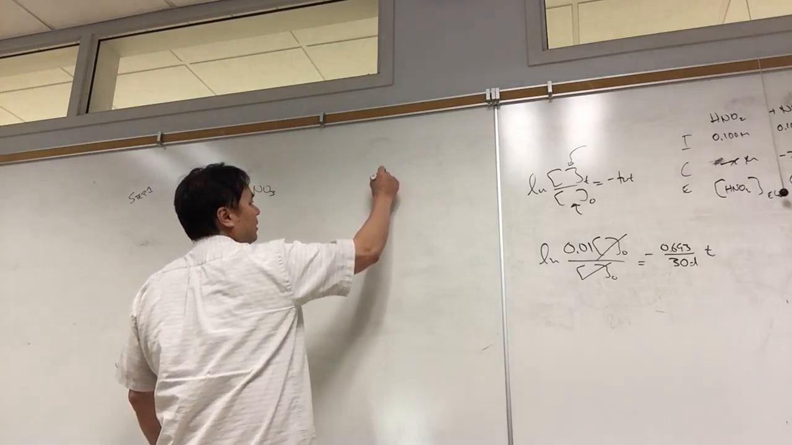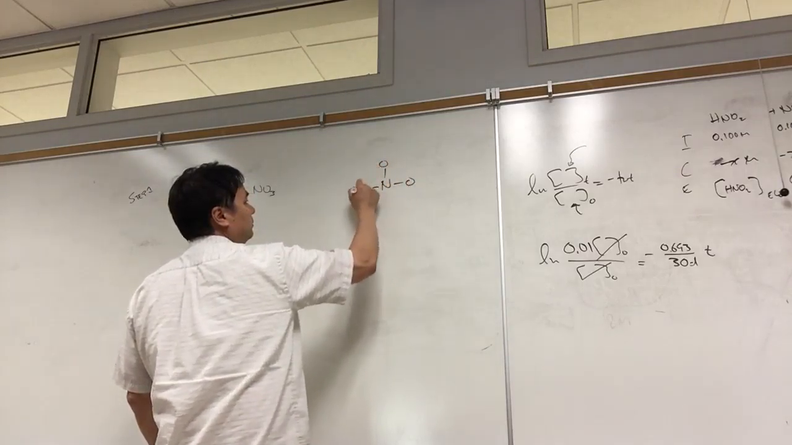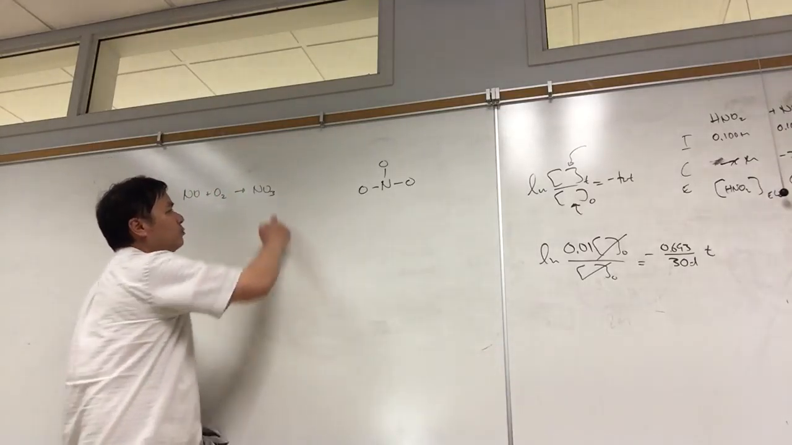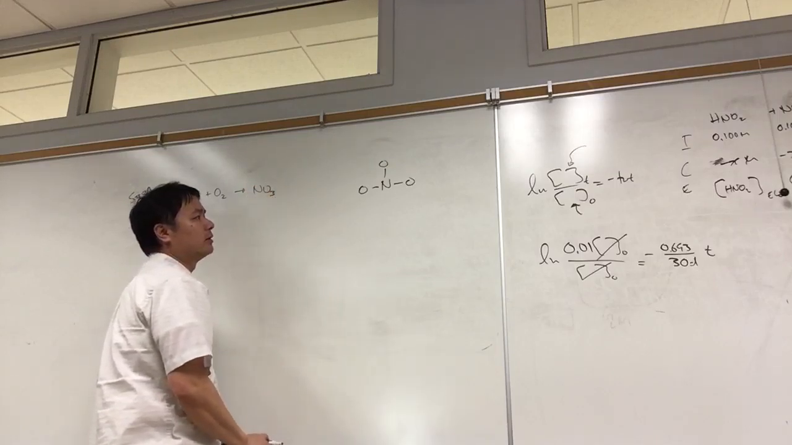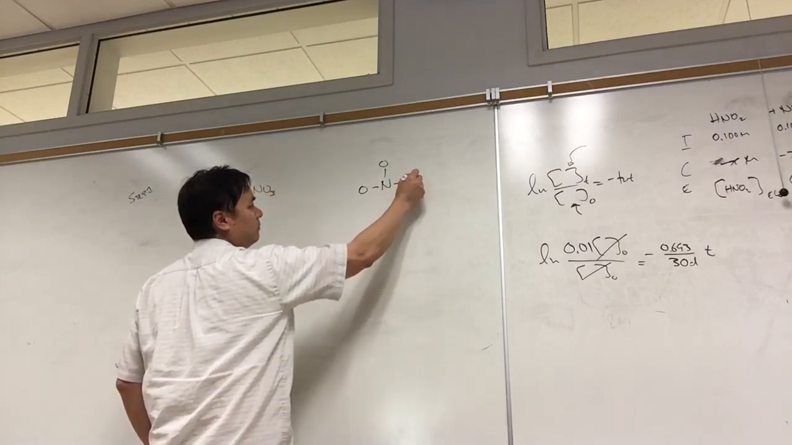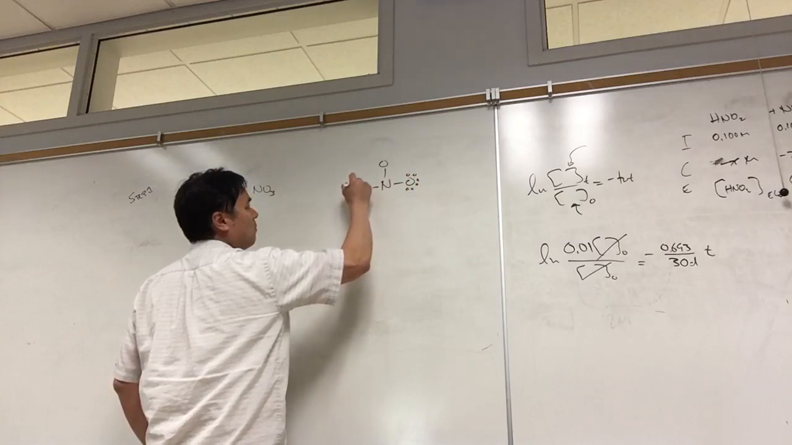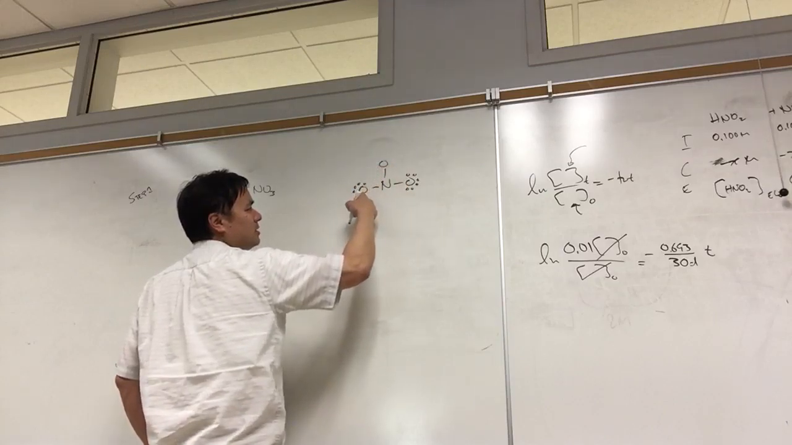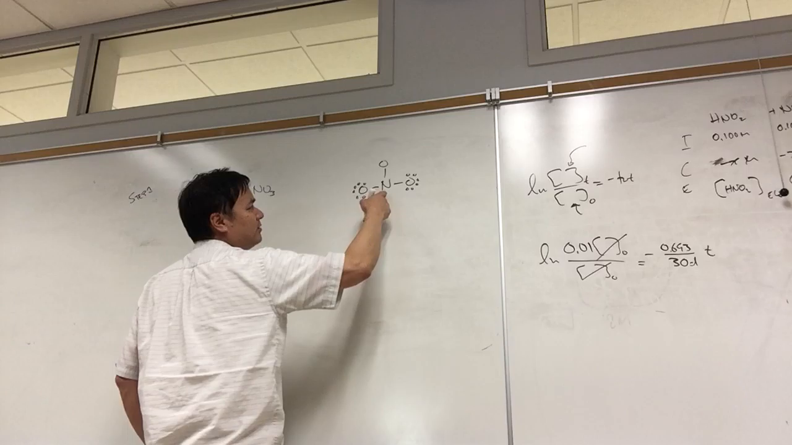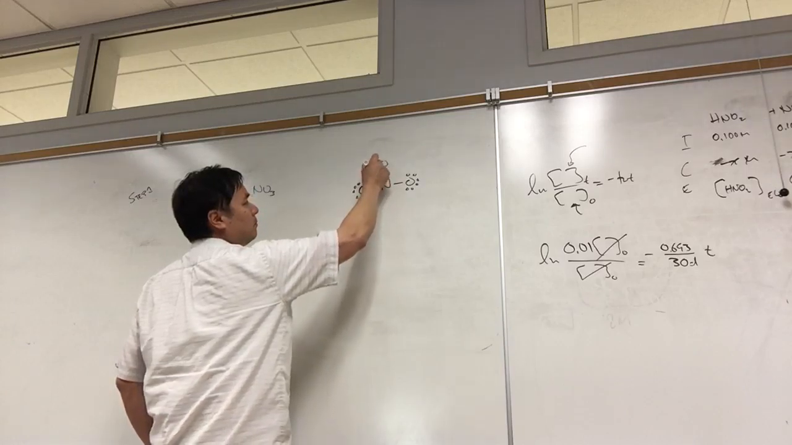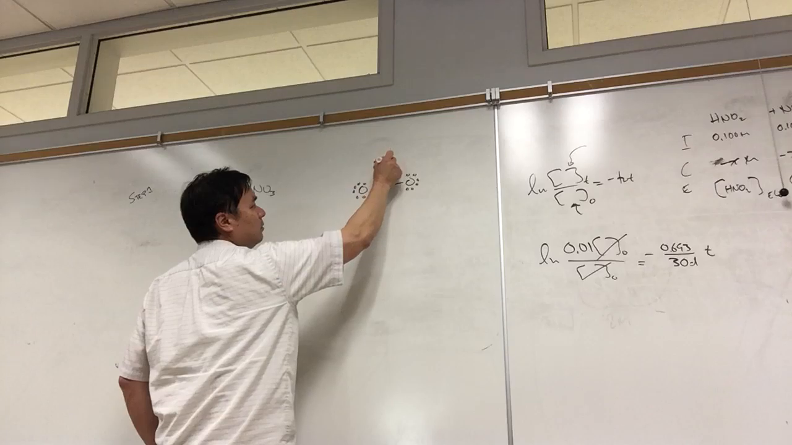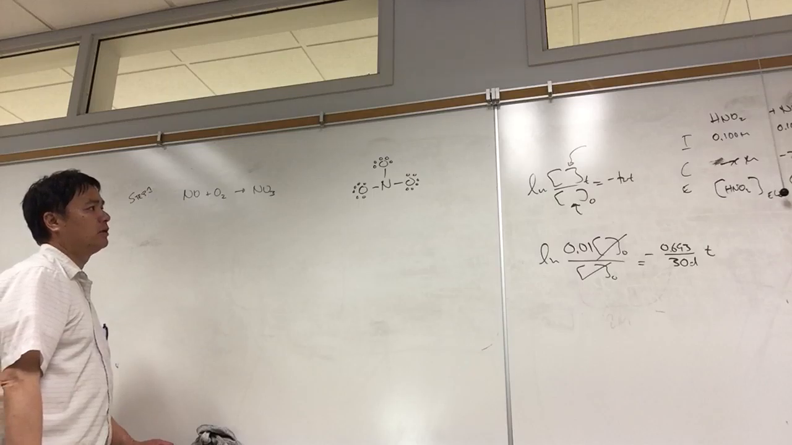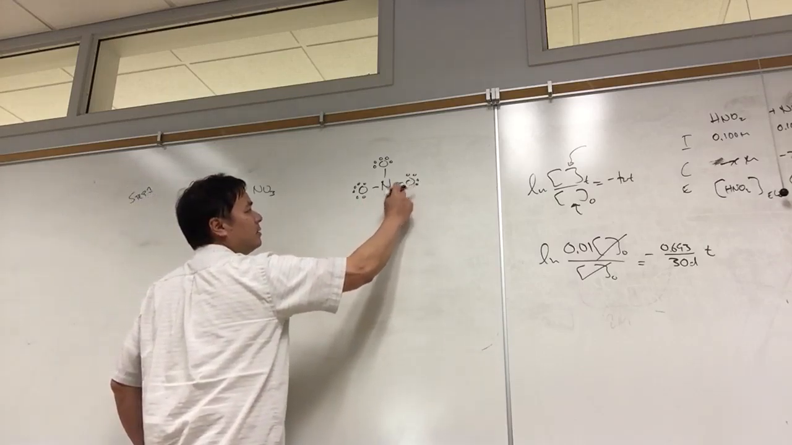NO3. Let's draw out the Lewis structure for NO3. What would NO3 look like? Oxygen is 6, nitrogen is 5, so 3 times 6 is 18, plus 5 is 23 electrons. Nitrogen doesn't have an octet, so we'll make a double bond here.